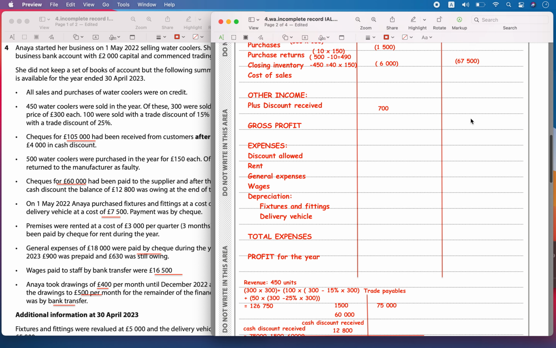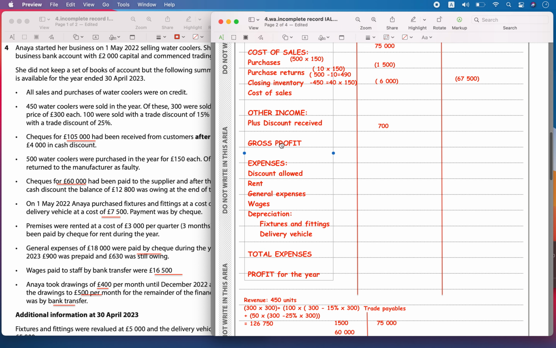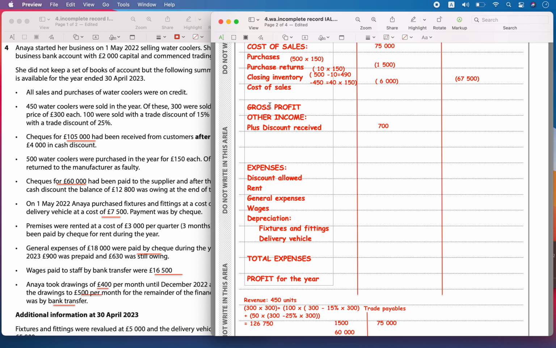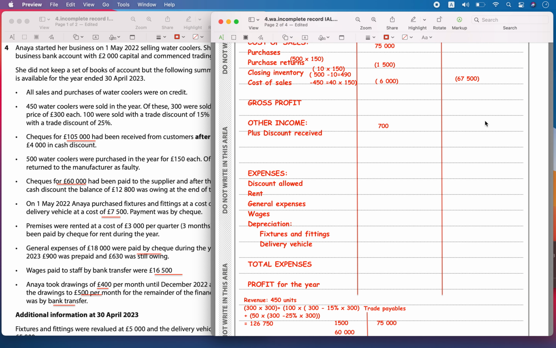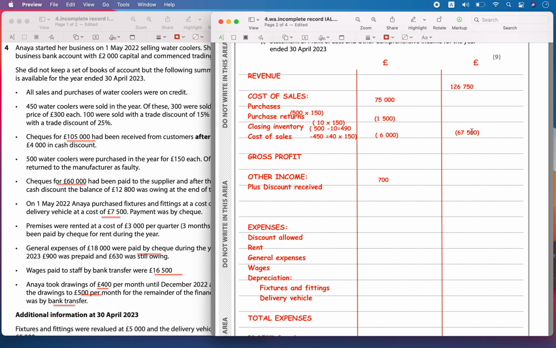Now let's add up. Before that we calculate the gross profit and then add this income. So let's calculate the gross profit first. Gross profit was revenue minus the cost of sales, that is 59,250. So 59,250 is the gross profit.